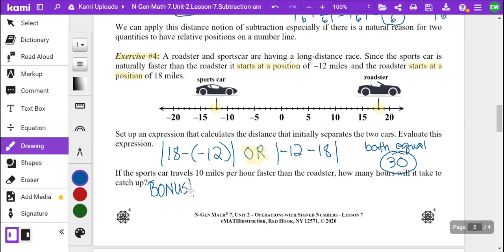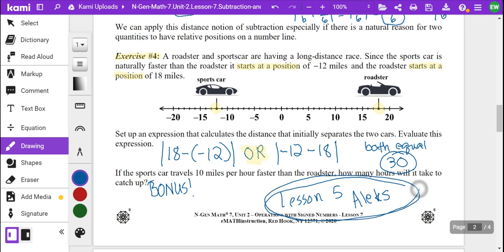but your real homework is lesson 5 on Alex. Okay, lesson 5 on Alex. So after you finish this video, go straight to Alex and do that practice for lesson 5. You're going to see probably a lot of problems like this one with just some bigger numbers. So don't worry about the bigger numbers. It's still the same concept. Okay.